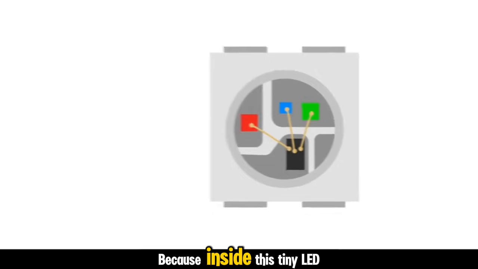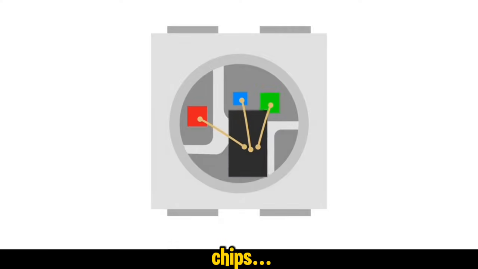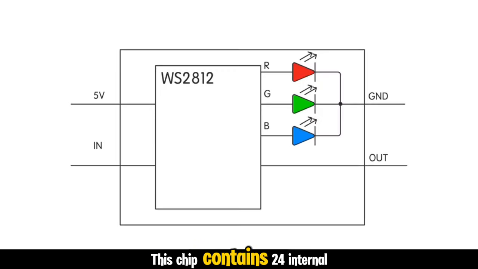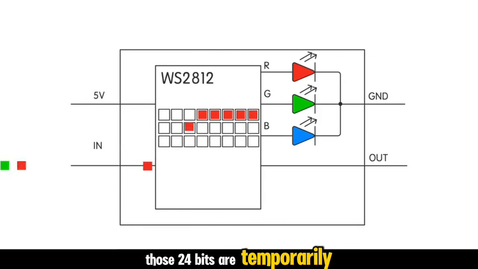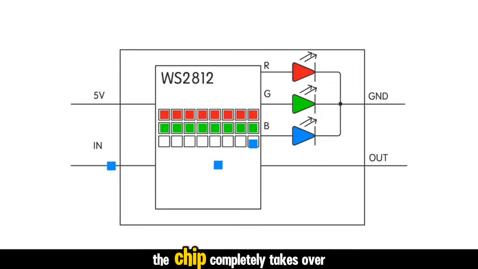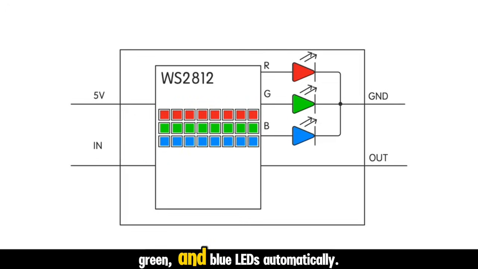Why? Because inside this tiny LED package, there's not just light-emitting chips. There's also a built-in WS2812 control chip. This chip contains 24 internal latches. When data is sent into the LED's data input pin, those 24 bits are temporarily stored inside the chip. Once the data is locked in, the chip completely takes over and controls the brightness of the red, green, and blue LEDs automatically. Now here's the interesting part.